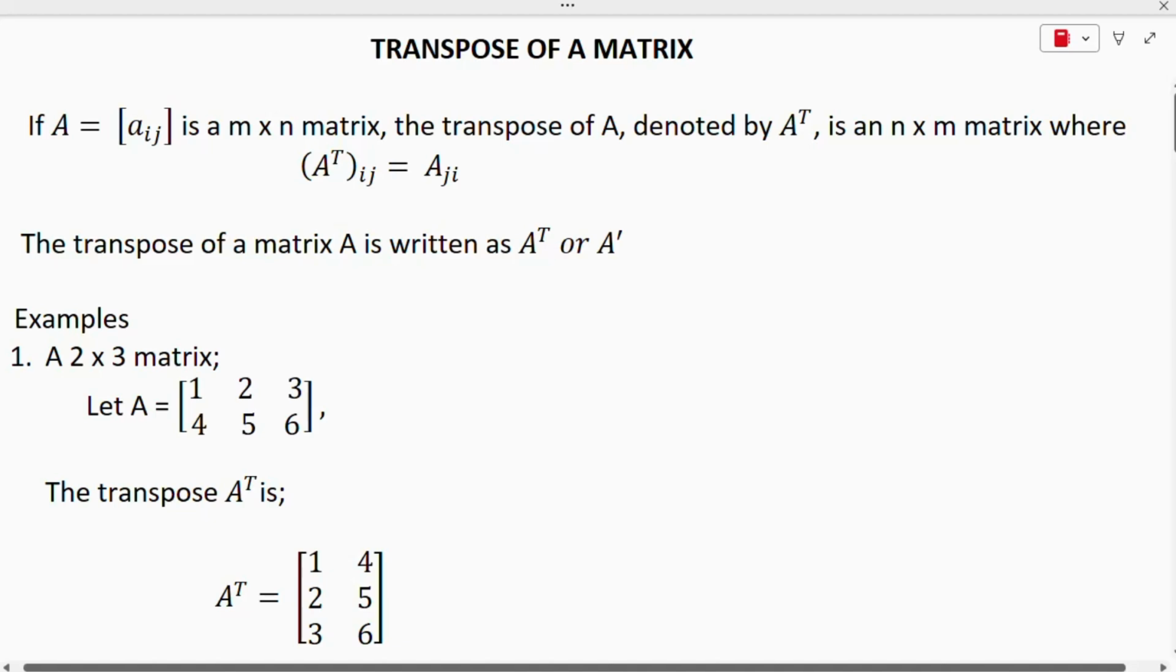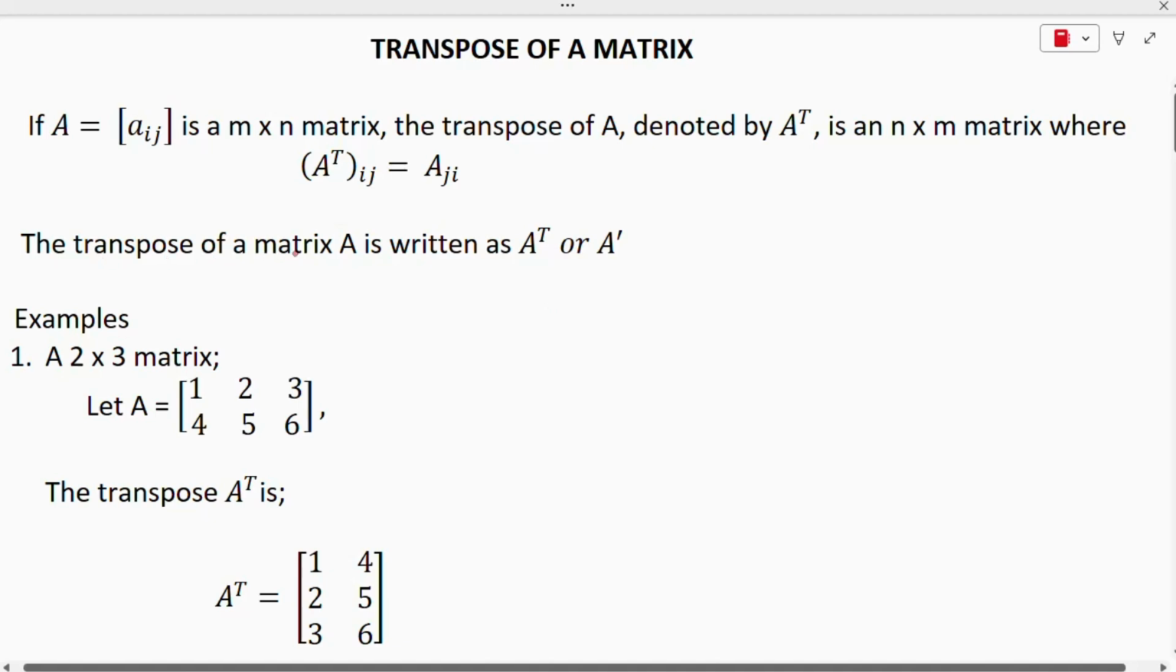Now if A is a matrix with entries a_ij, an m by n matrix, the transpose of A, denoted by A raised to the power of T, is an n by m matrix, whereby we have A^T of row i and column j equal to A of row j and column i. Now I'm going to explain what this simply means as we go on in this video.